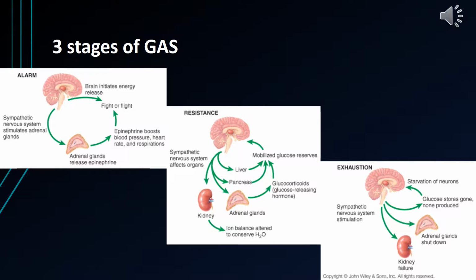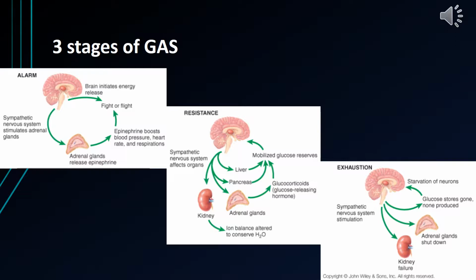But anyway, alarm phase is the first phase of GAS, and in this phase, the brain alerts the sympathetic nervous system to stimulate the adrenal glands, and this causes the glands to release epinephrine or adrenaline. The adrenaline boosts blood pressure, heart rate, and respiration rate. And also, at the same time when the brain's stimulating the sympathetic nervous system, the brain initiates energy release, and both the release of adrenaline and this energy release are going to lead to the fight or flight response.